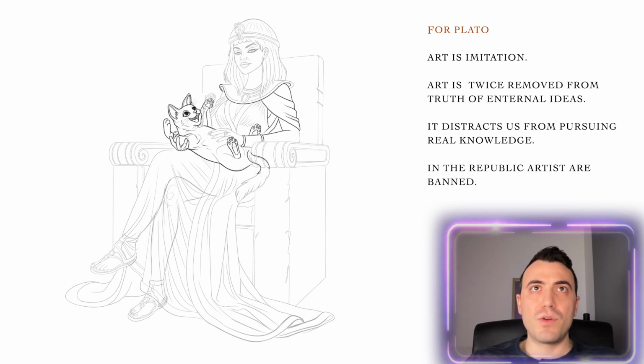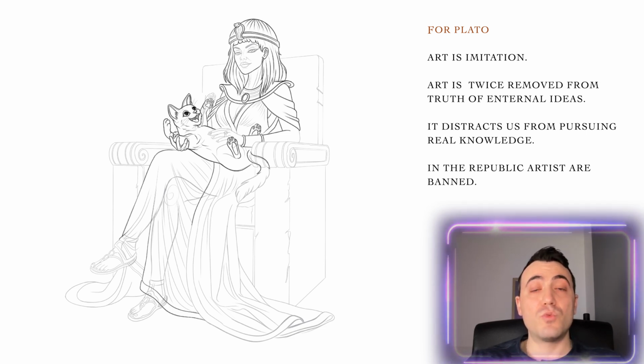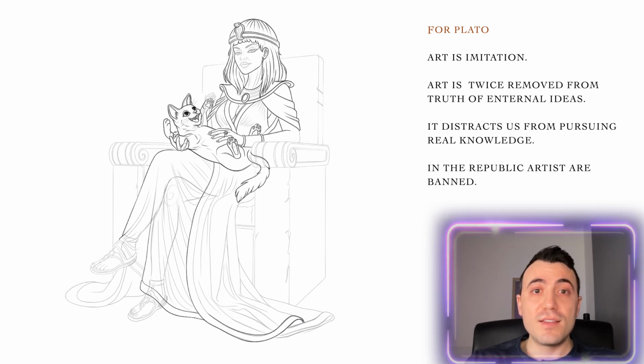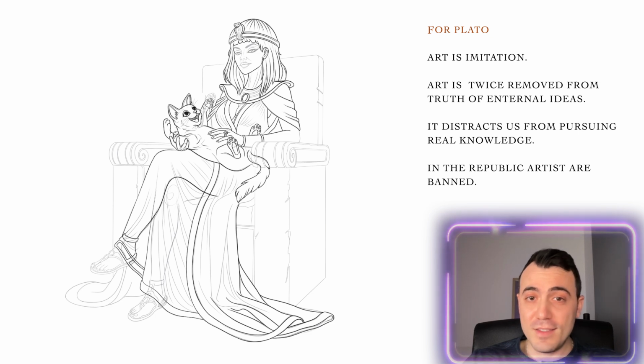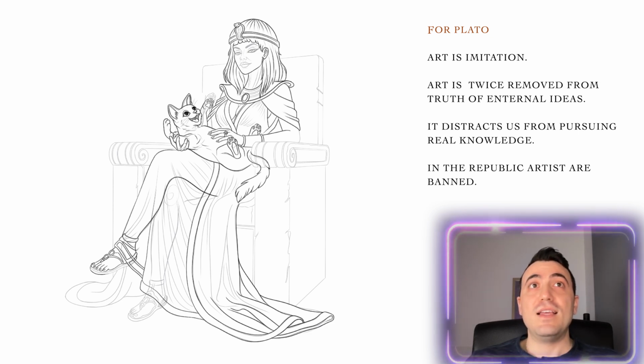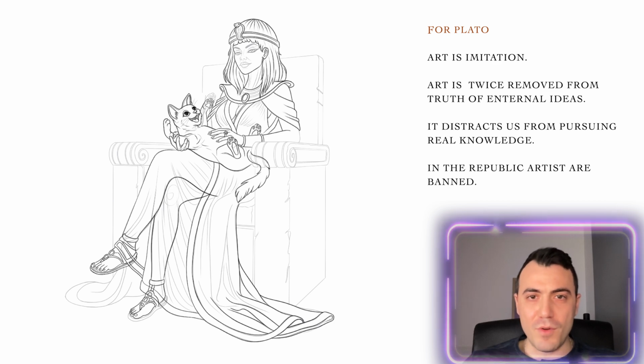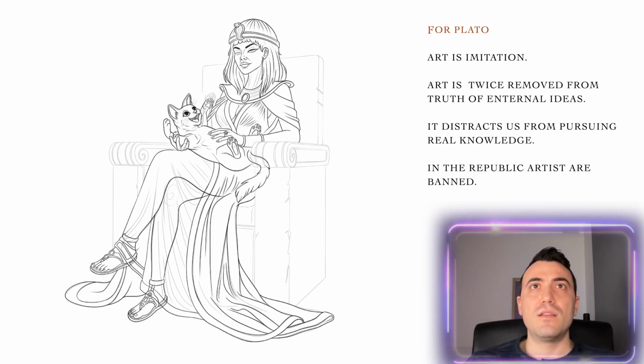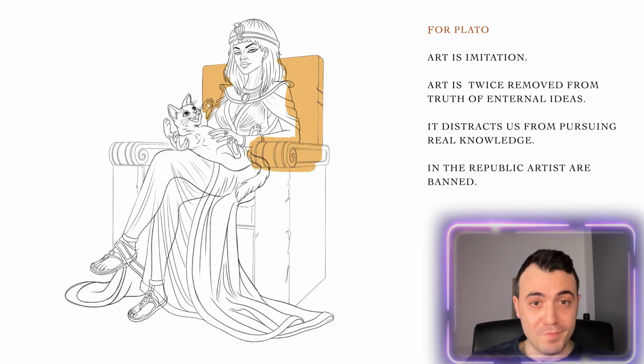So a portrait might look realistic, but it is deceptive. It doesn't have emotion, and it distracts us from pursuing real knowledge, and doesn't get us any closer to the ideal truths. And Plato goes so far as to say that in his ideal state, he wrote a book about the ideal state, the Republic of Plato. And the artists, my dear friends, are banned. We are banned because art could mislead people away from philosophy and virtue. That's us.